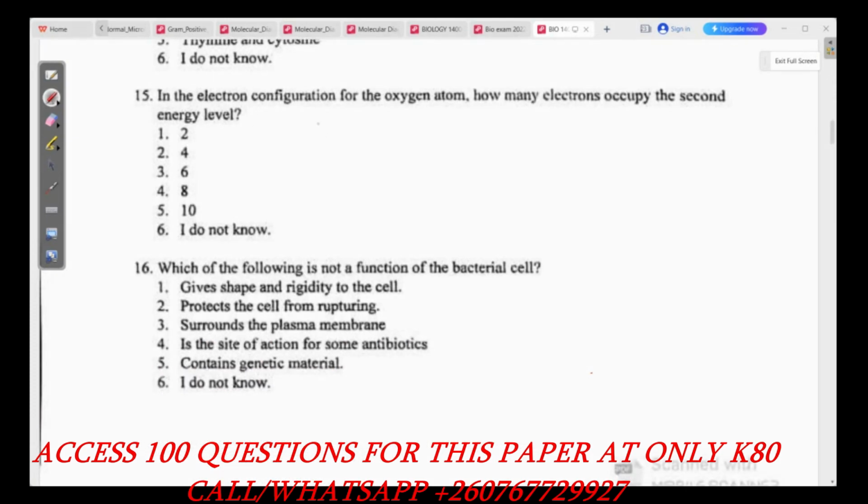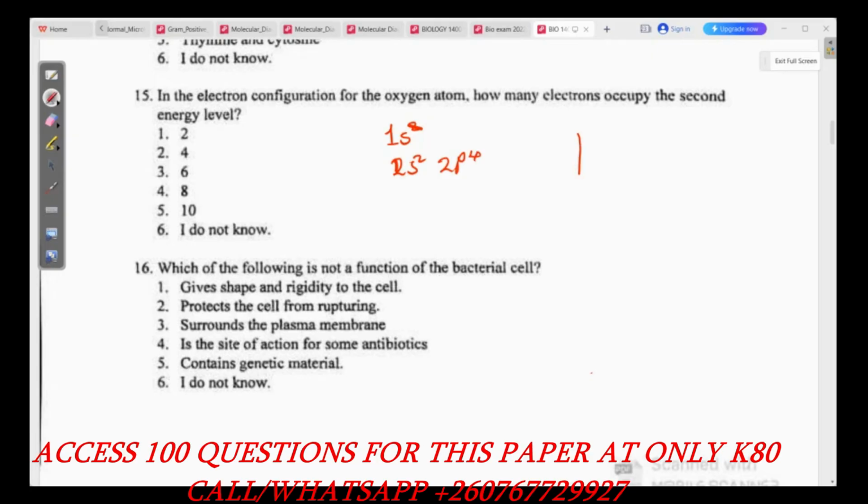In the electron configuration of the oxygen atom, how many electrons occupy the second energy level? So we know that we have 1s, then we are going to have 2s and 2p. The s orbital can only occupy 2 electrons, this will also occupy 2, then the p has to occupy a maximum of 6. Oxygen has 8 electrons. So 2 plus 2, 4, so we are only remaining with 4.